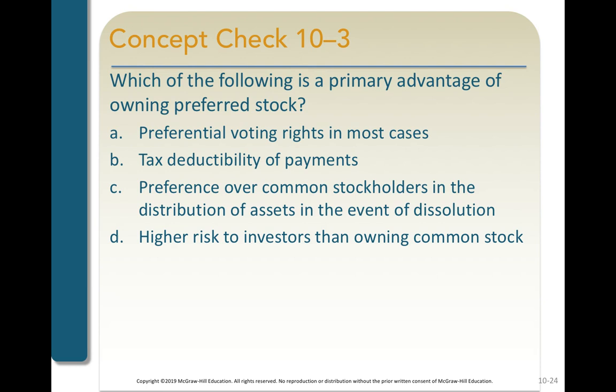Let's look at a concept check. Which of the following is a primary advantage of owning preferred stock? A, preferential voting rights in most cases; B, tax deductibility of payments; C, preference over common stockholders in the distribution of assets in the event of dissolution; or D, a higher risk to investors than owning common stock.